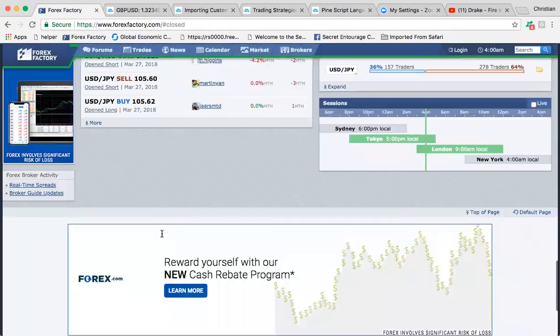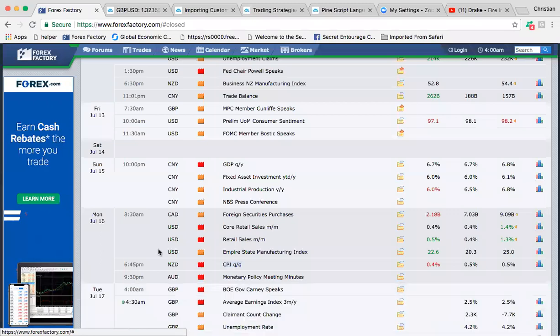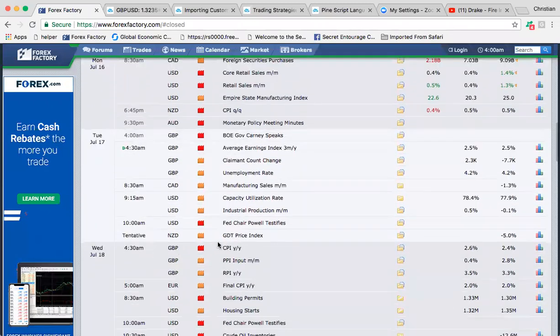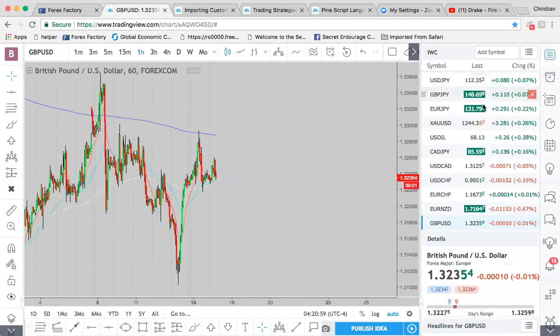NZD USD. We had news at 6:45, CPI. We saw the reaction that we got. So we got pound news on Wednesday. Let's get some reaction. This was quarterly, this is yearly. So let's see what move we'll get for the pound today or tomorrow.